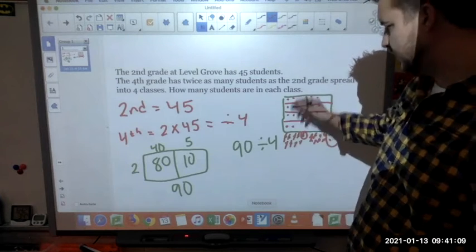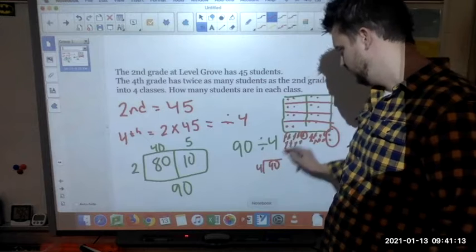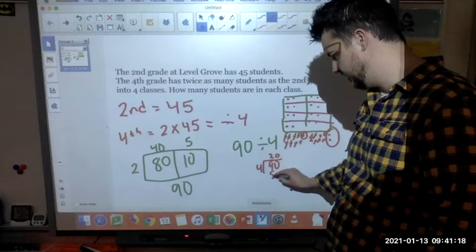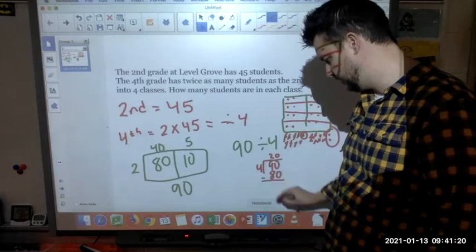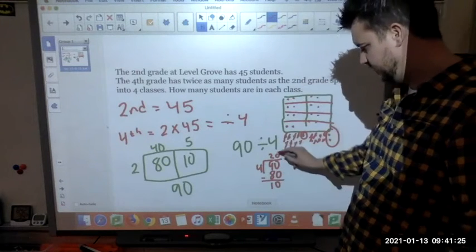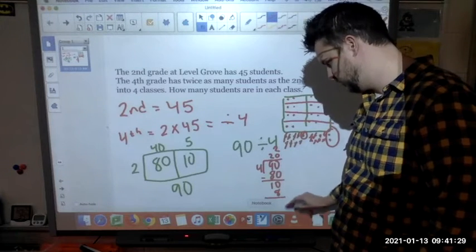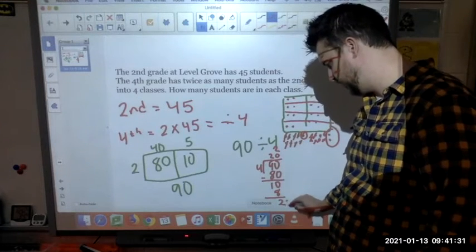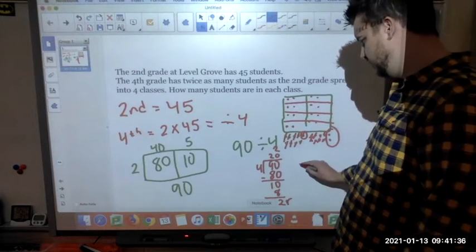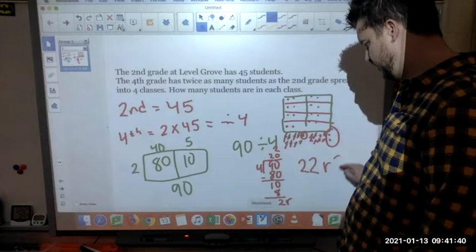So the answer is right here. 90 divided by 4. I have 2 tens. That would be 20. 4 times 20 would be 80. Subtract. I get 10. I have 2 1s inside there. 4 times 2 is 8. I subtract. I get 2 as my remainder because 4 can't go into 2. So my answer is the quotient is 22 students in a class with a remainder of 2 students.